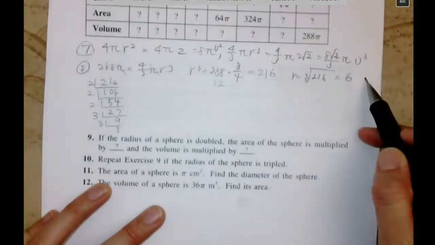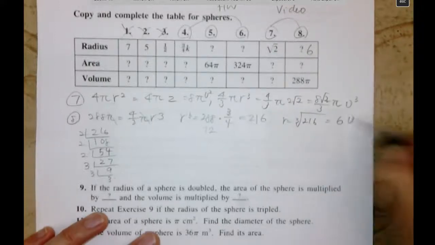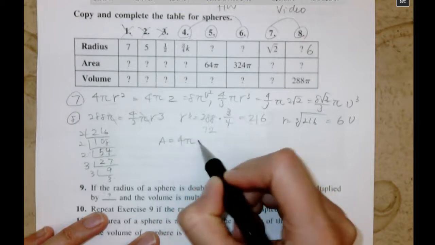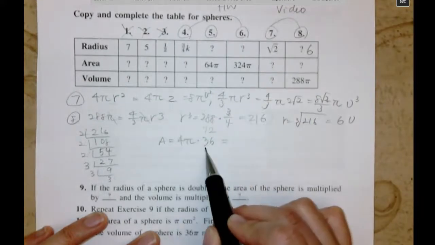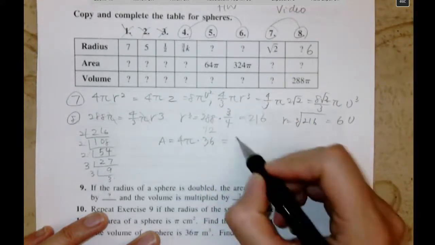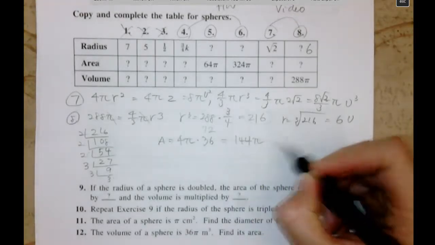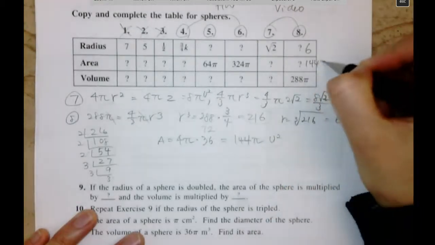So the radius is 6, so that means the area is 4 pi times 36. 36 times 4 is 144. Is that right? 144 pi in units squared. Okay. All right. So that's good.